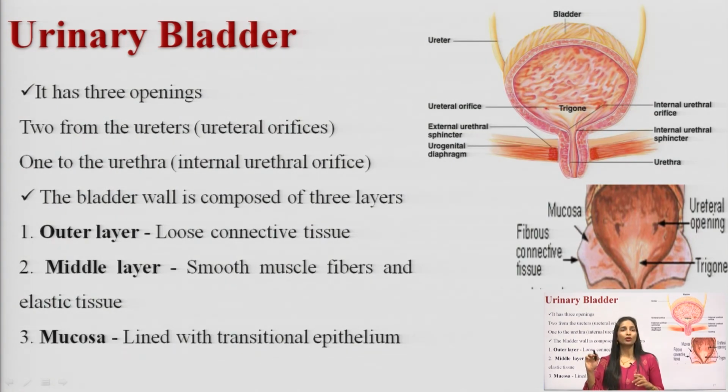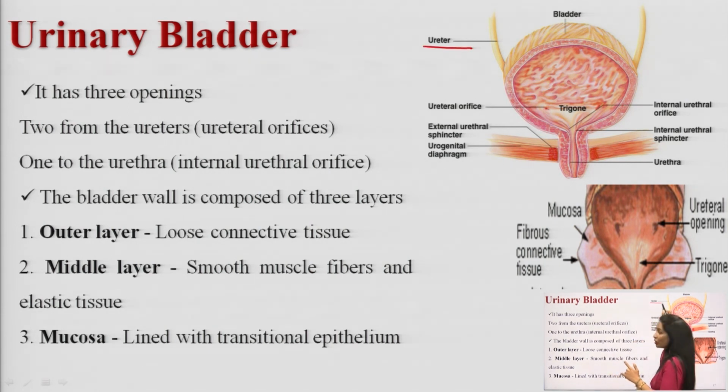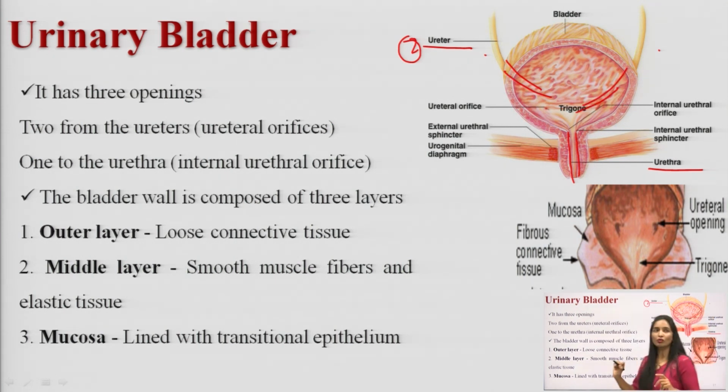Here we have 3 openings. From where can you see the 3 openings inside the urinary bladder? Two are from the ureters. You have 2 kidneys, so you have 2 ureters, and 2 openings, one from the end of each ureter. The third opening is from the urethra. So there are mainly 3 openings inside the urinary bladder. If I am talking about the layers, it consists of an outer layer, a middle layer, and the mucosa.